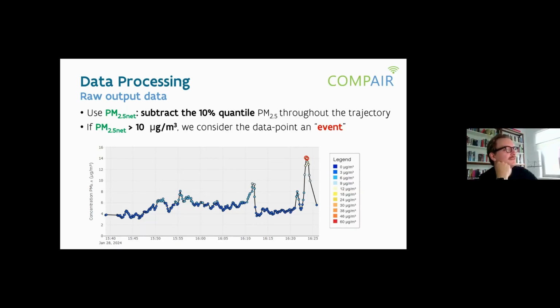So here you see an example of an event. You see that the background concentration, or the 10% quantile, let's say, would be around 4 micrograms per cubic meter, and these spikes are around 14. So this is exactly 10 micrograms per cubic meter higher. This is some threshold that we decided by looking at the data and deciding that this was probably a good threshold. So this is not based on any deep scientific knowledge. This is just a decent threshold to use for now.